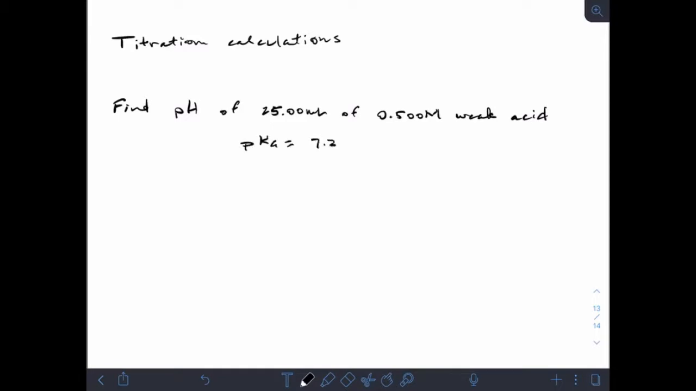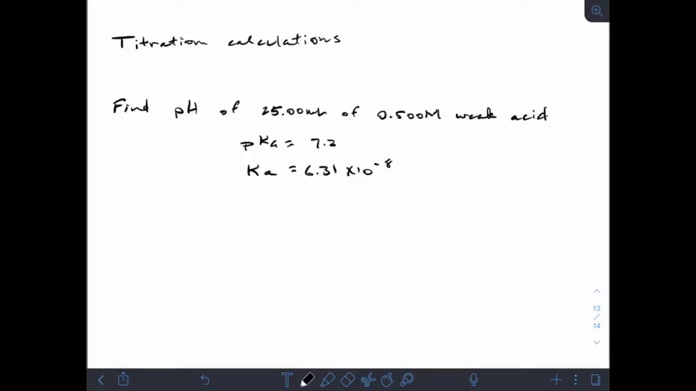Okay, and the best way to go through that is to just work a nice long example with several different steps along the way. So we're going to start by finding the pH of 25 milliliters of 0.5 molar weak acid. And we're going to say that the pKa for that weak acid is 7.2, and the Ka for that weak acid is 6.31 times 10 to the minus 8.